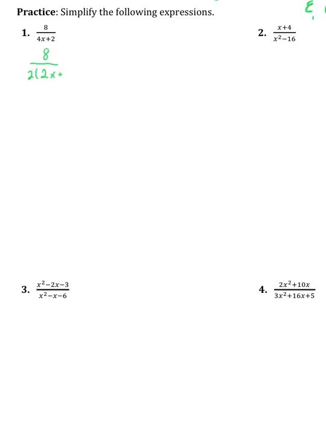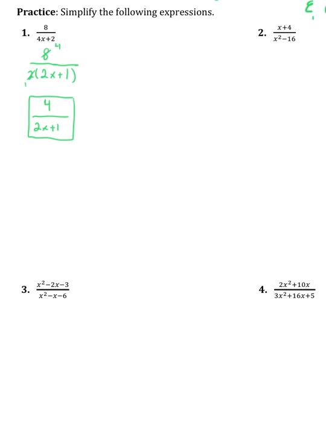So I should end up with a 2x plus 1. And then I have this 8 divided by 2. And that's going to leave me a 4 in the numerator and a 1 in the denominator. So I end up with 4 over 2x plus 1. And that's as simplified as that one's going to get. All right, I cannot divide that 4 and the 2x, even though it's really tempting to do that.